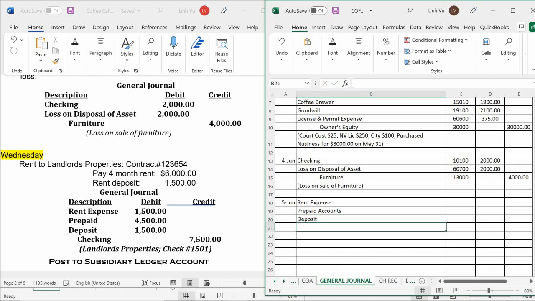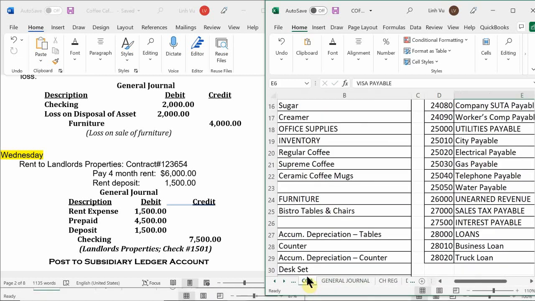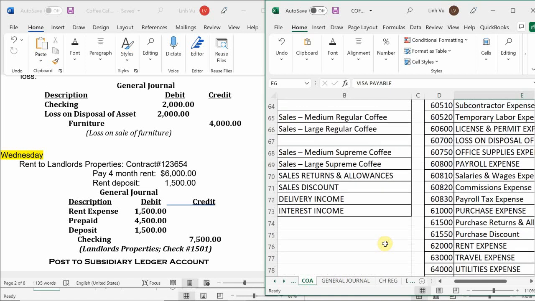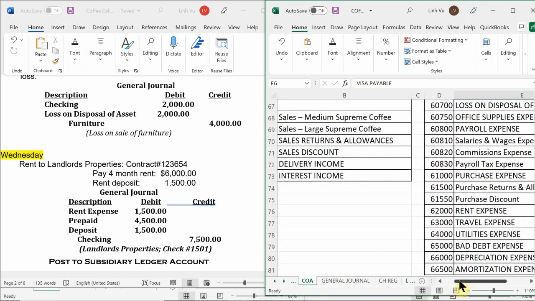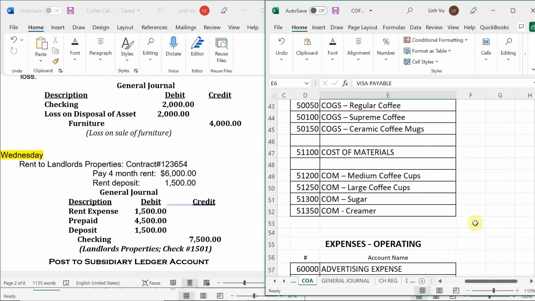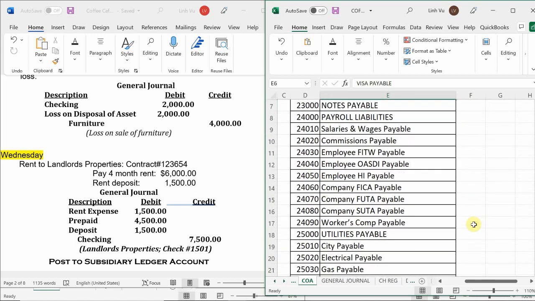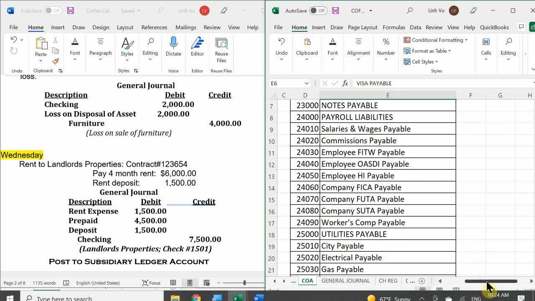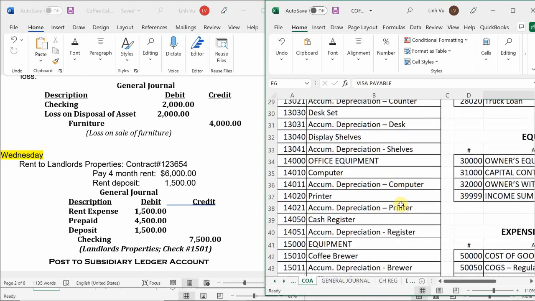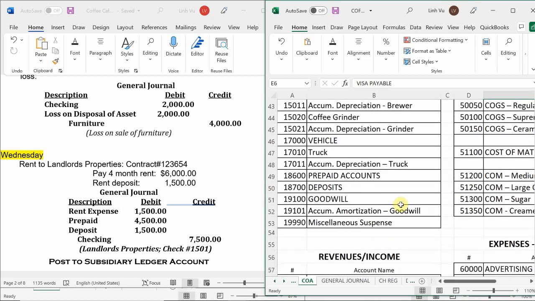Okay. So let's go ahead and take a look at the chart of accounts. Do we have all of these that exist? Let's see. What is our current rent expense account? Do we have a rent expense account? Yes, we do. Right? 62,000. Do we have a prepaid rent or anything that has the word prepaid in it? I don't think so. Let's take a look at my assets.